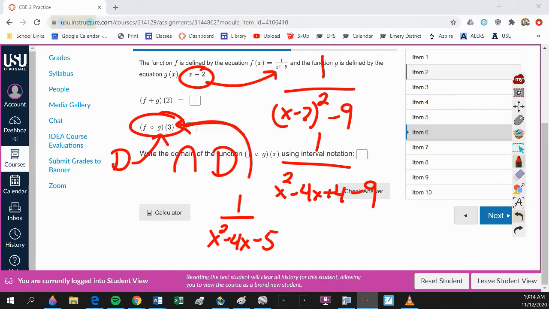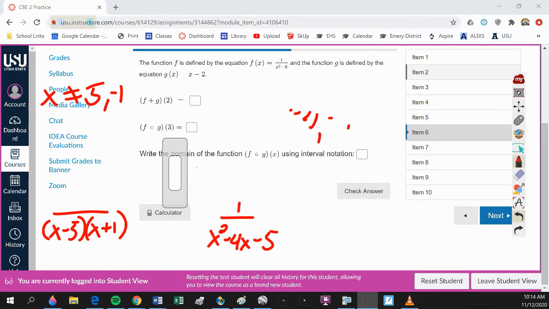Does that have any domain restrictions? x minus 5 and x plus 1. So x is not allowed to be 5 and negative 1. Thank you.